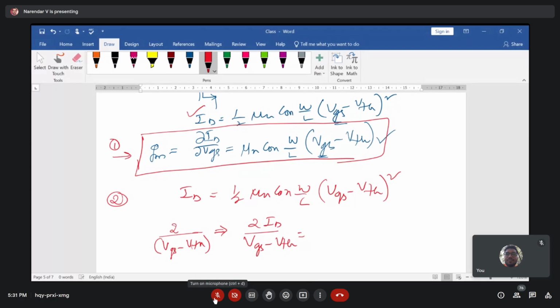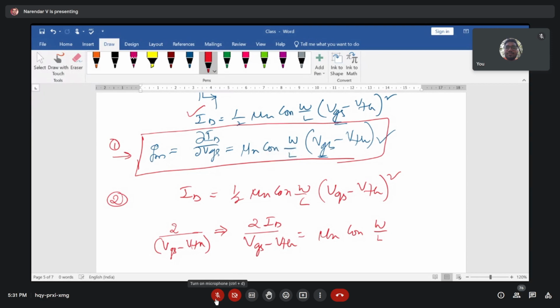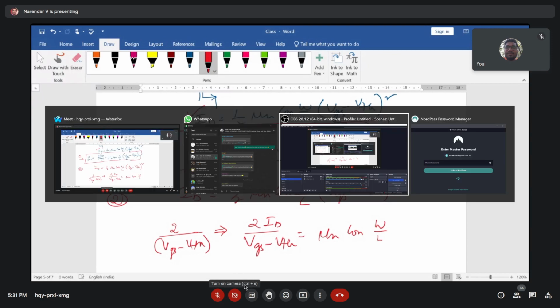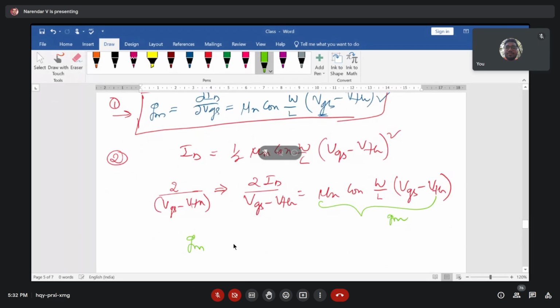2 multiplied by half, which is going to be cancelled out, and then you will end up with mu n COX W by L times (VGS minus VTH) whole square at the numerator, VGS minus VTH at the denominator. So you will end up with mu n COX W by L times (VGS minus VTH), and we already extracted that this is equivalent to your GM. So the second expression of GM can be written as GM equals 2 times ID divided by (VGS minus VTH). This is another expression for your transconductance, right?